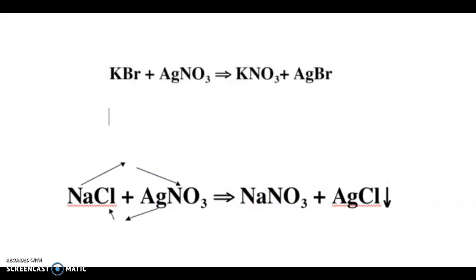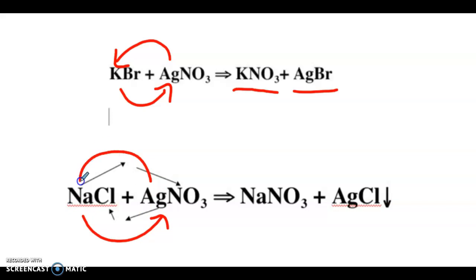If you have KBr plus AgNO3, NO3 is nitrate. Potassium is going to switch places with silver. Silver is going to swap over here. Now you have silver bonded to bromine, and then you have potassium bonded to nitrate. Another example, if we have NaCl and AgNO3, Na is going to switch places with Ag. They just swap places. When that happens, Na will now bond with NO3, and now we have Ag bonded with Cl. So they're just switching partners.